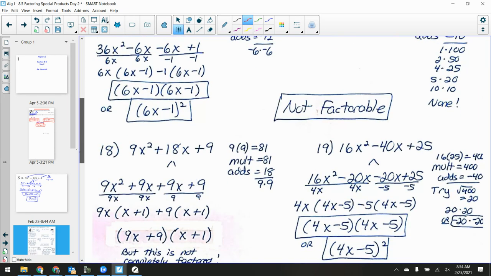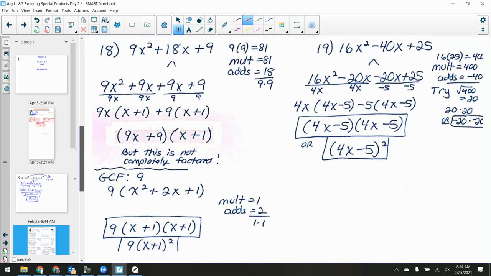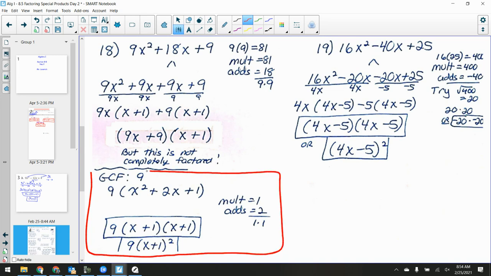Okay, here's 18 and 19. Yeah, we should have done it this way. Take a look down here. That's the way that I would have done this problem. Pull out the GCF first. The GCF is 9. You remove it, you get an x squared plus 2x plus 1, which is an easy factor. Factors of 1 that add to get to 1. Oh, sorry, factors of 1 that add to get to 2. Excuse me. 1 and 1.